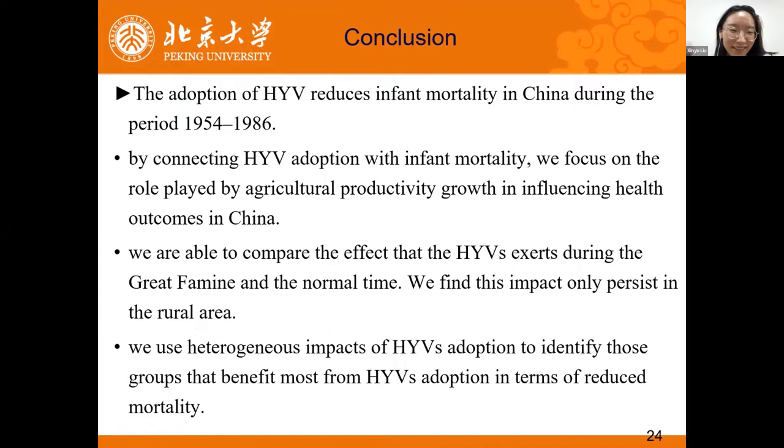Here comes the conclusion, and we can see that HYV adoption indeed reduces infant mortality during the whole period, but the effect is more salient during the famine years. And we also give some heterogeneous analysis.